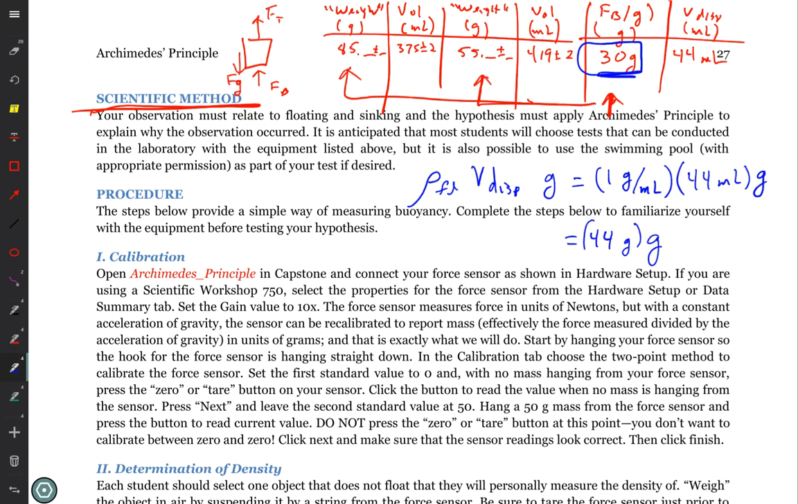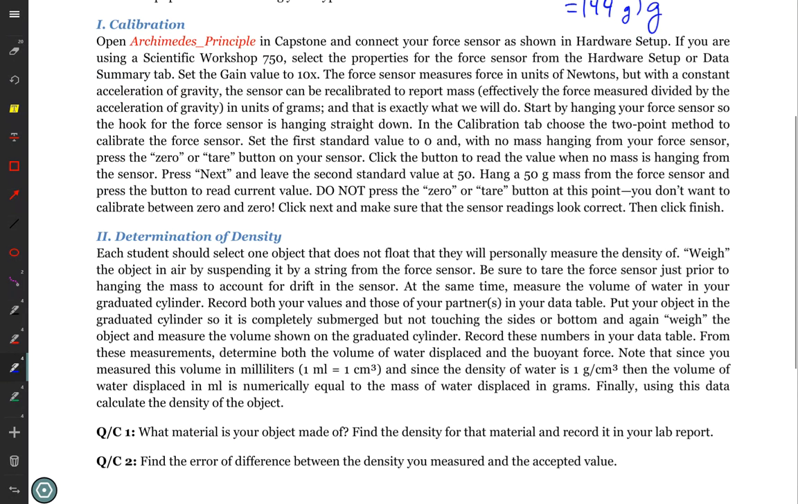I have a 50% error of difference here, right? Why? Probably because I didn't remember a number right, or I didn't write down a number right, or didn't measure a number right. So you should not have this kind of error, but that's all that you're having to do actually for your experiment.